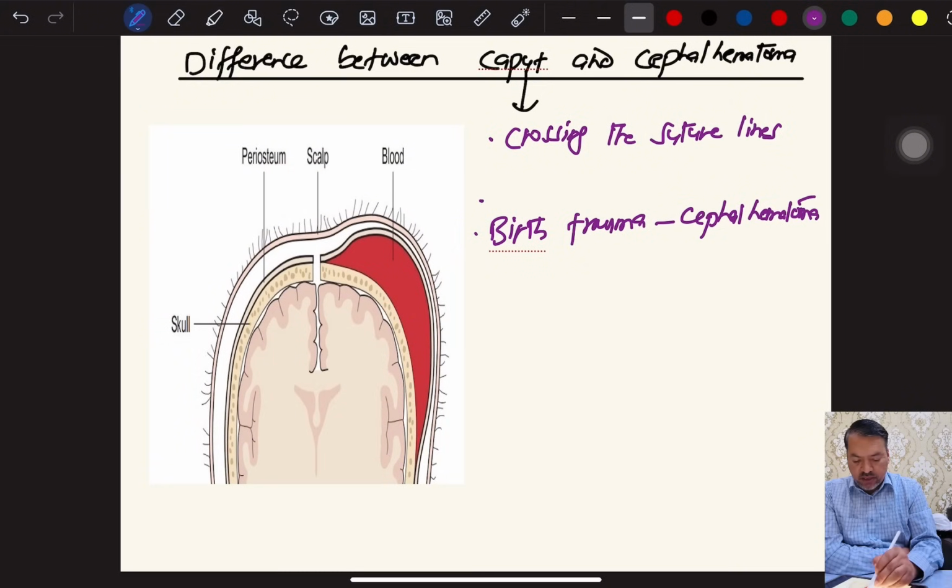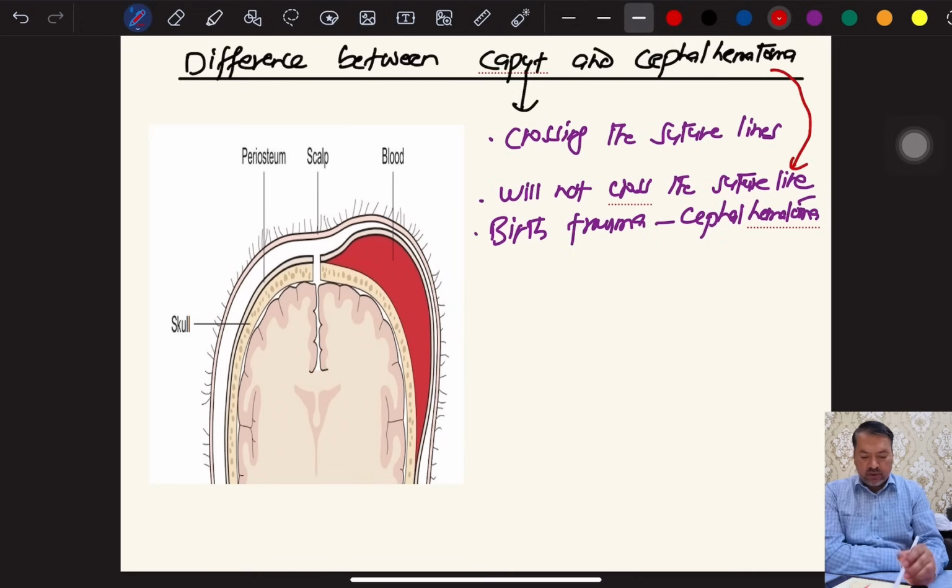And it will not cross the suture line. It will not cross the suture line. Okay, so this is cephalhematoma. And what is the treatment now?